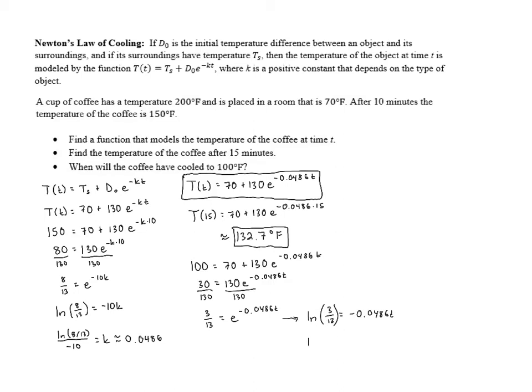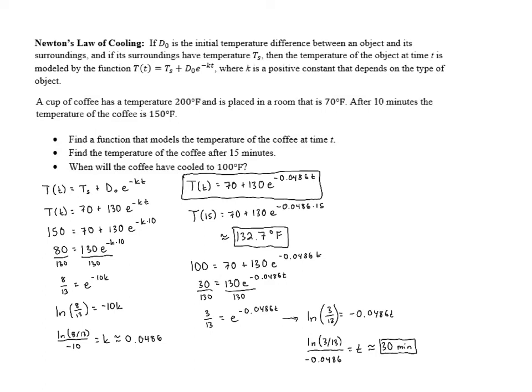And to get t alone, we divide both sides by negative 0.0486, and this gives us ln of 3/13 divided by negative 0.0486 equals t. And when we approximate this value with our calculators, we get approximately 30.17, close enough to 30. So it will take approximately 30 minutes for the coffee to cool to 100 degrees Fahrenheit.